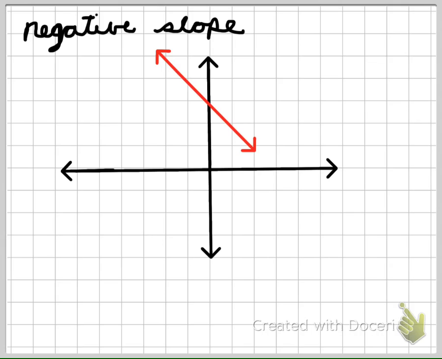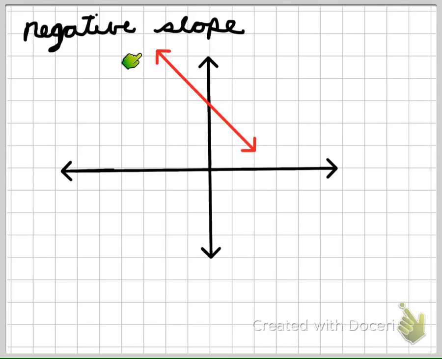This is a line with negative slope. If you start at the left and you go to the right, the line is falling. Starting at the left and going to the right, the line is falling. You read from left to right, you write from left to right, and you read lines from left to right.